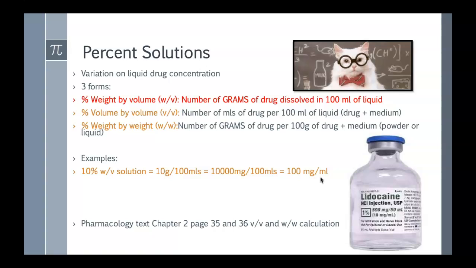So examples, a 10% weight to volume solution is 10 grams per 100 ml, which equals 10,000 milligrams per 100 mils, which ends up being, if we divide 10,000 milligrams divided by 100 mils, 100 mg per mil. A 33% weight to volume solution, 33 grams divided by 100 mils. If we change that to be in workable terms with milligrams, then we have 33,000 milligrams divided by 100 mils equals 330 mg per mil.